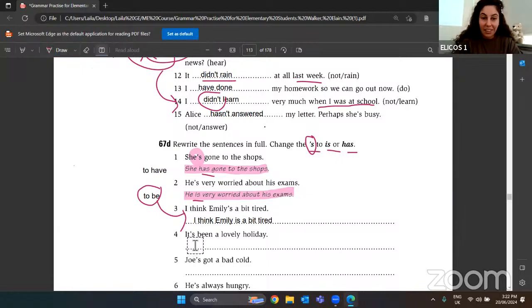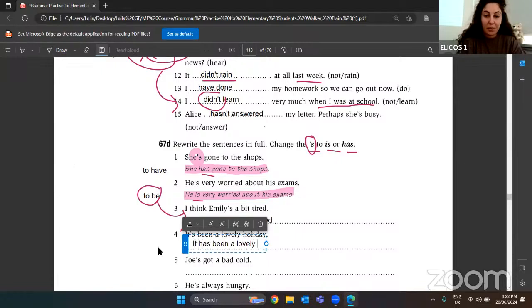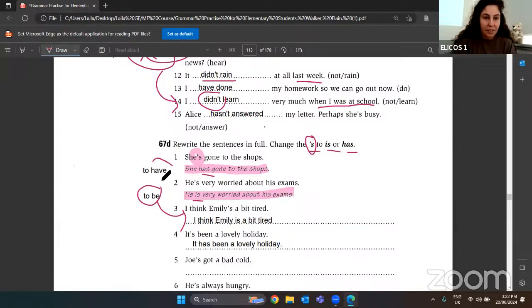It's been a lovely holiday. How do we separate that? It has. Remember, been, we use it with the verb to have. So it has been a lovely holiday. Okay, that's the verb to have. We know because we use it especially with this word been. It has been a lovely holiday.